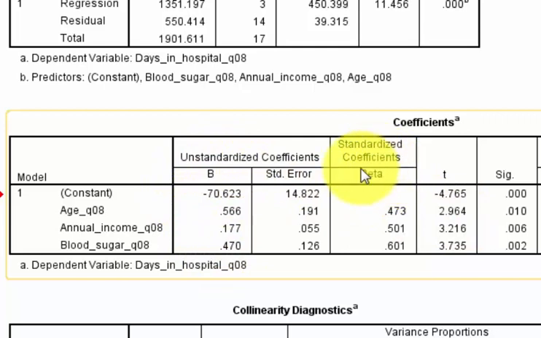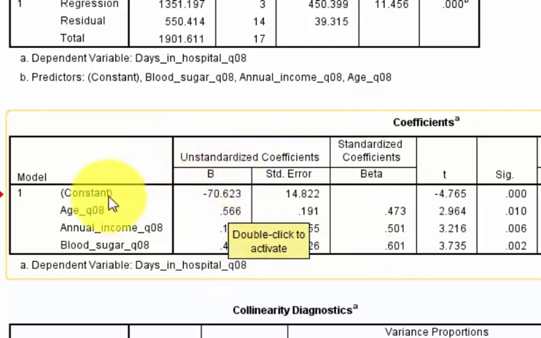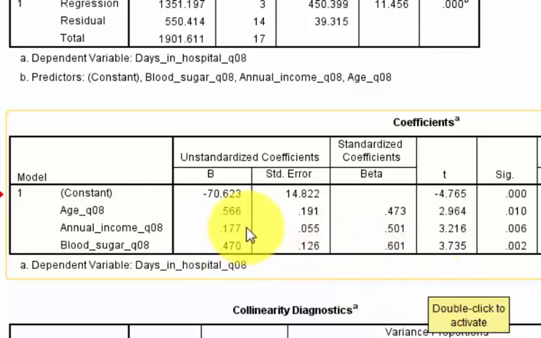Don't confuse them with the beta weights. You're going to use these because these, the B weights, are still measured in units of whatever the variable is. So in other words, this is in years, this is in thousands of dollars, and this is in whatever the blood sugar levels are. Okay, so this is what you used to write your equation.